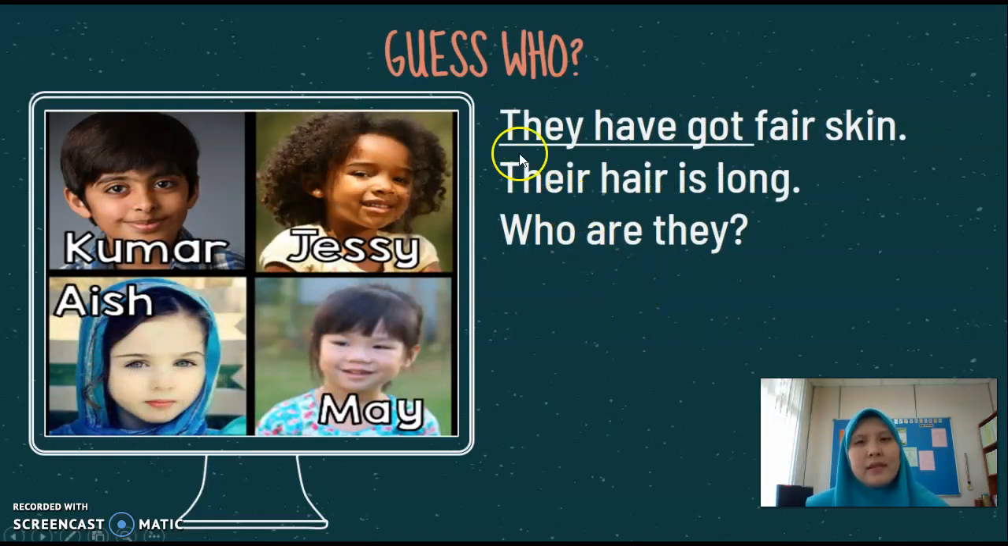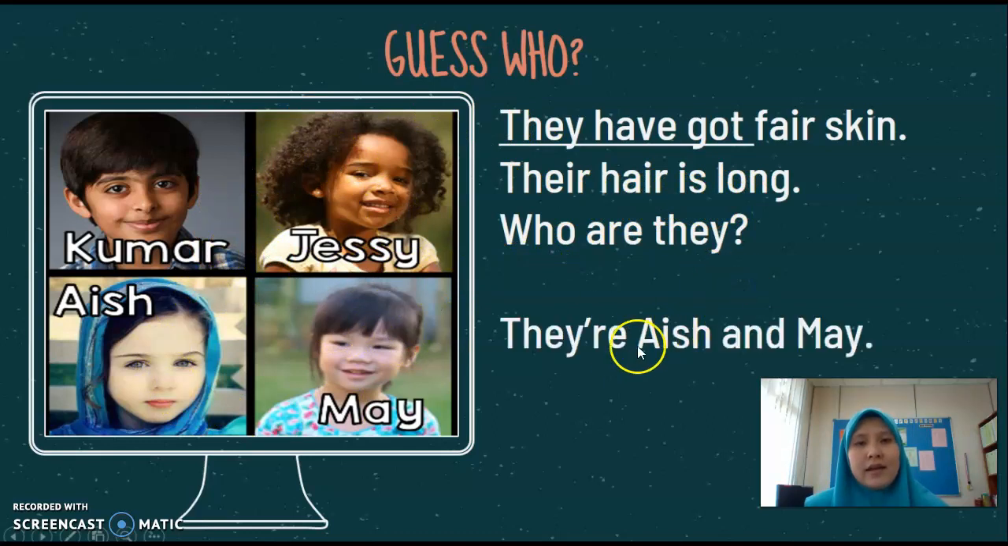Next, they have got fair skin. Their hair is long. Who are they? Look at the picture. Who have got fair skin? Who have got long hair? They're Aish and May. Yes, they are.